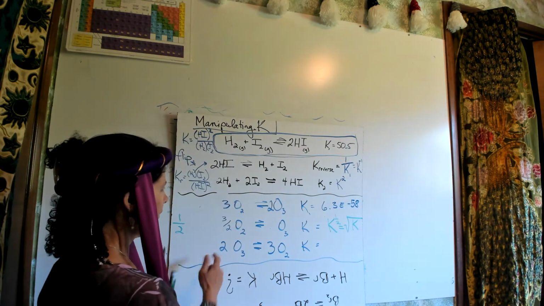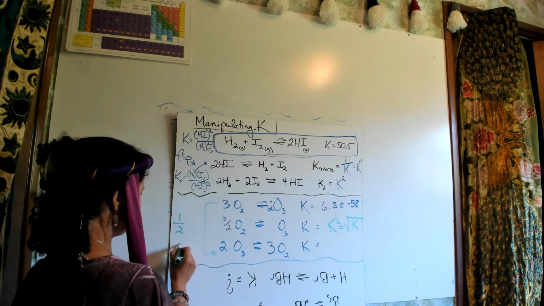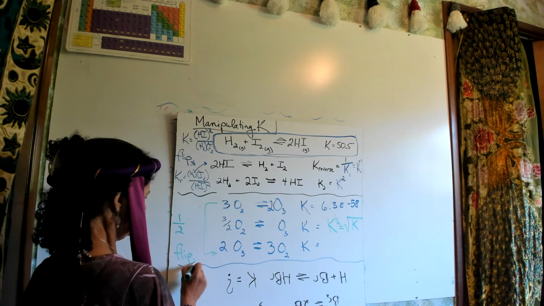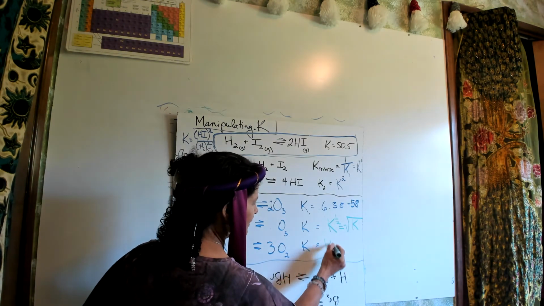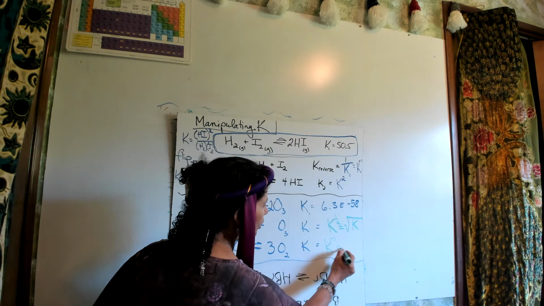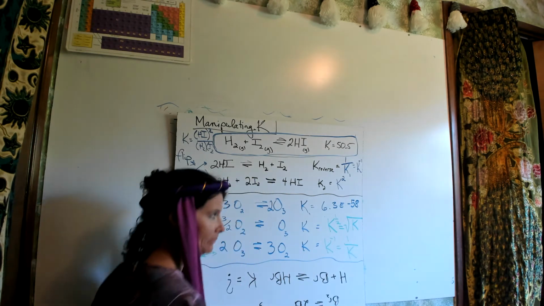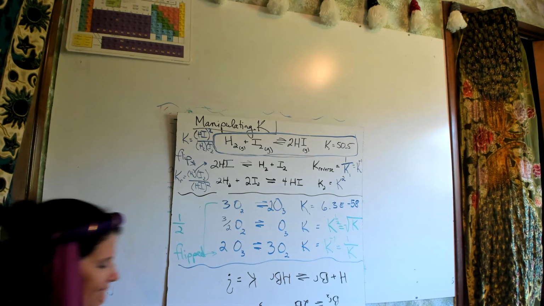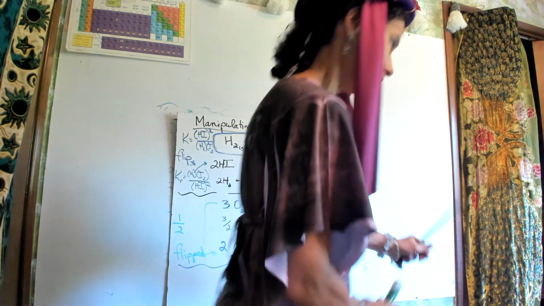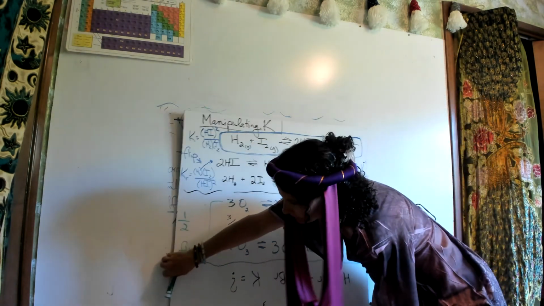All right, we're comparing again the first equation to this one, and all we did was we flipped the equation. So we flip K, so either K to -1 or 1 over K, again, means the same thing. So inversion.